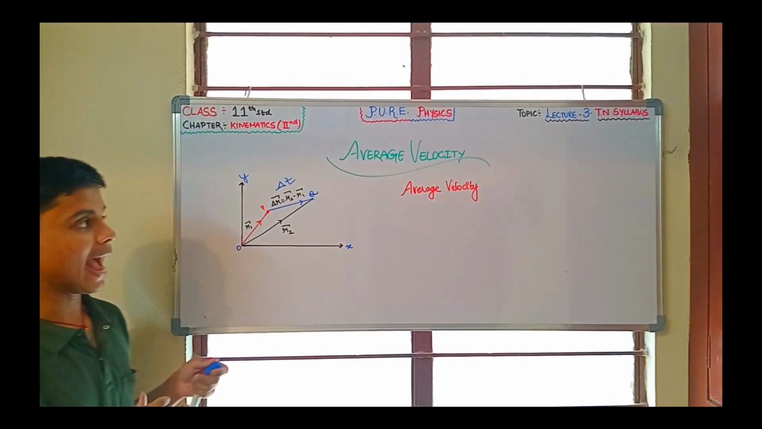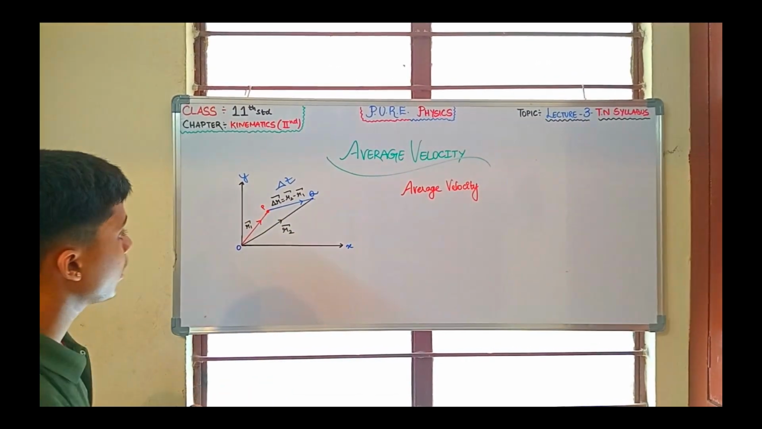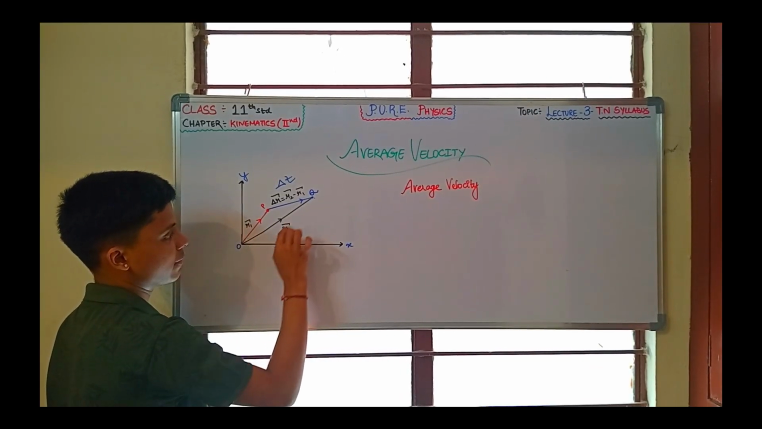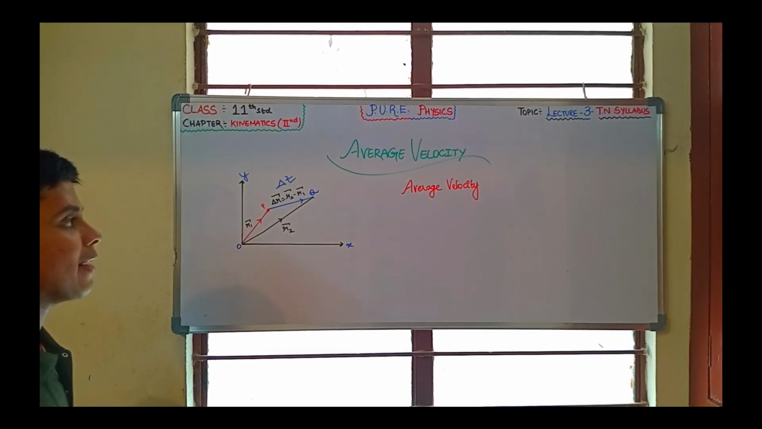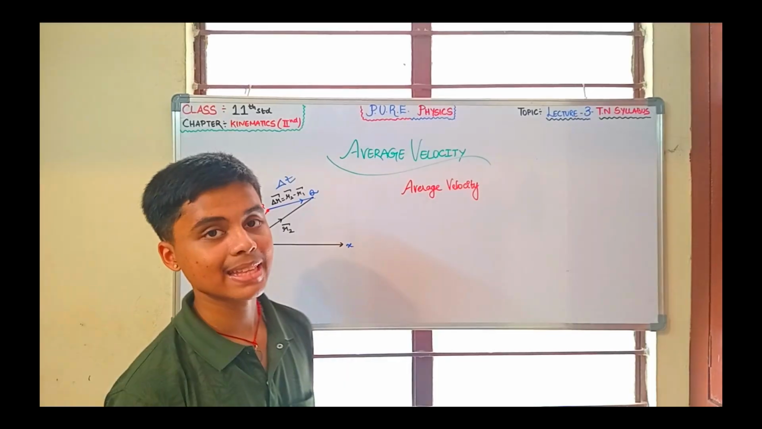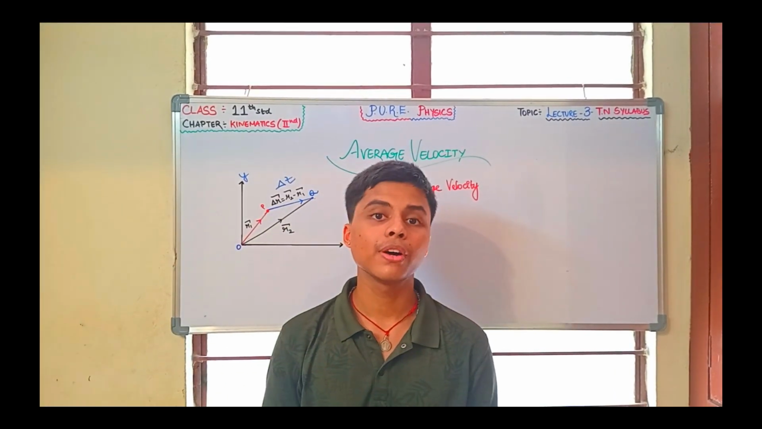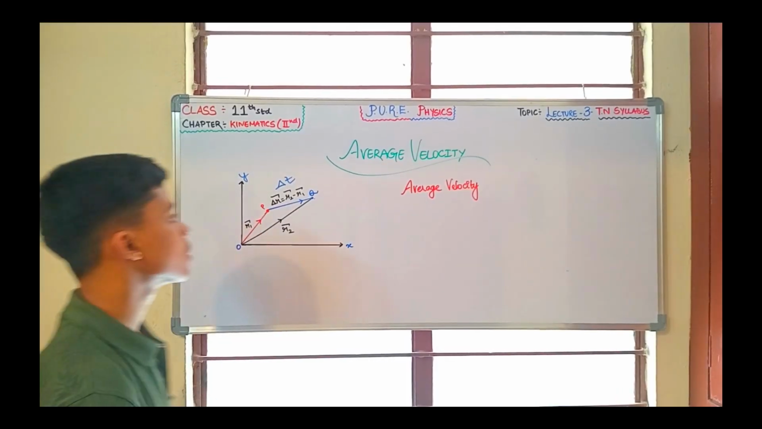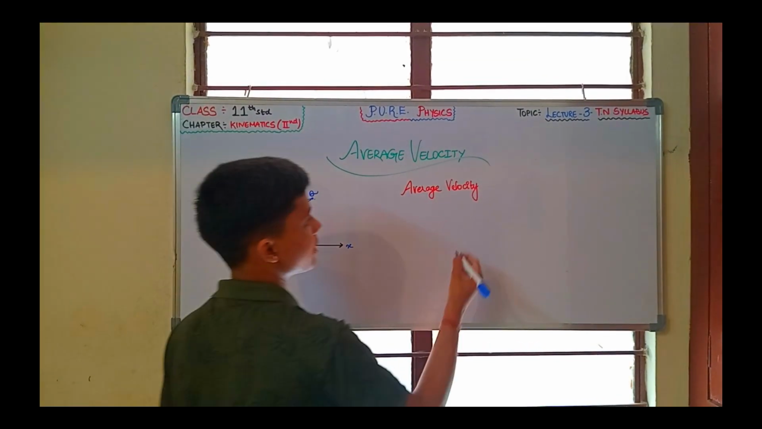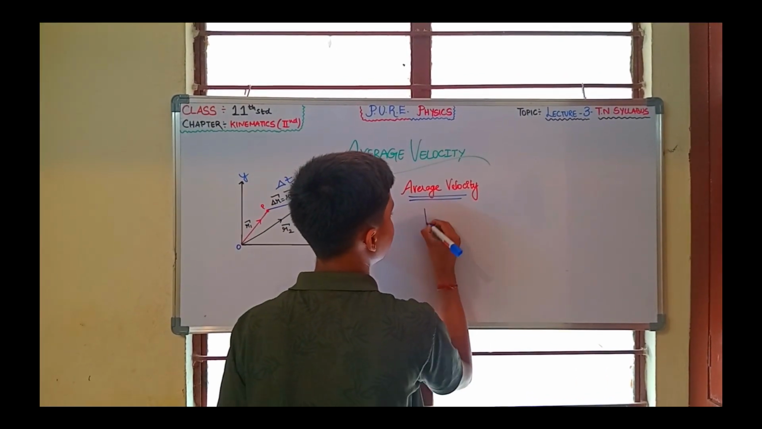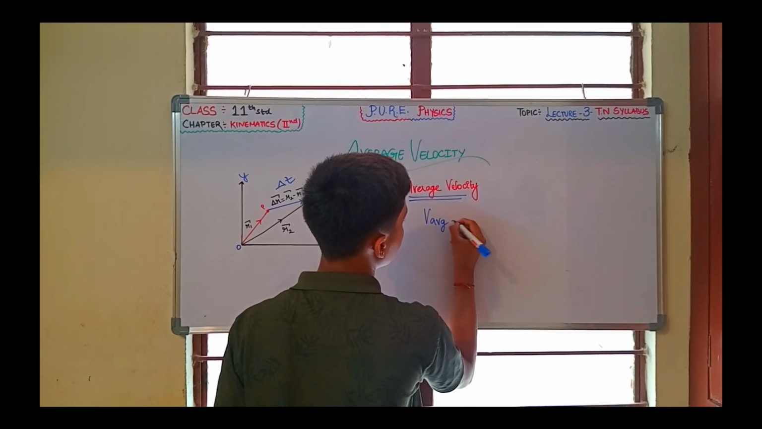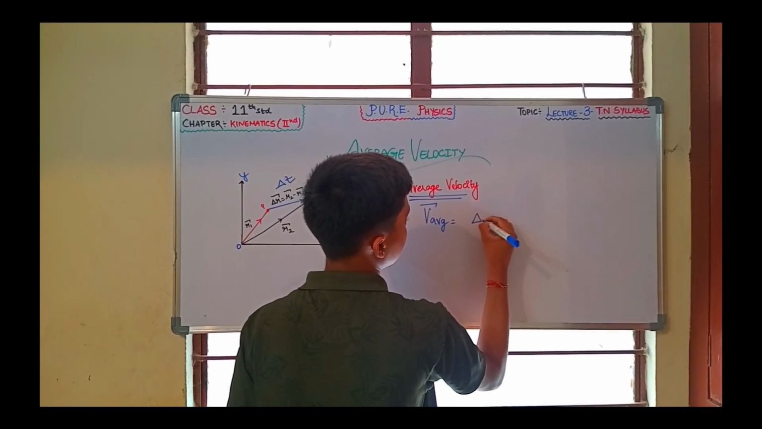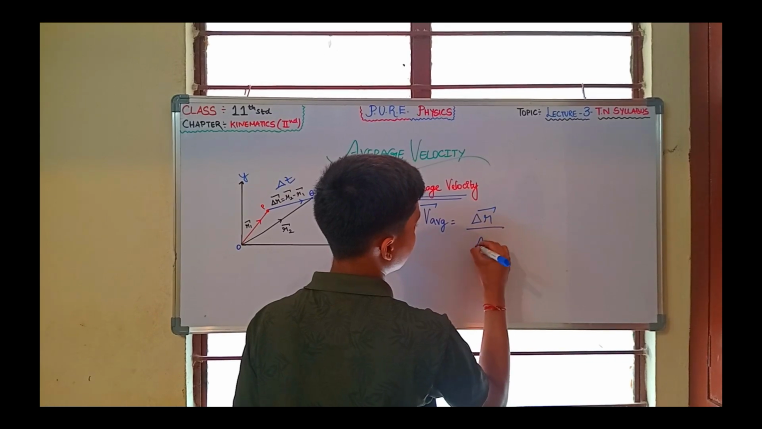Now what is the average velocity here? This is the r1 vector, which is position vector 1, and this is position vector 2. Average velocity is defined as the ratio of the displacement vector with the corresponding interval of time. So we can define average velocity as V average is equal to delta r vector by delta t.